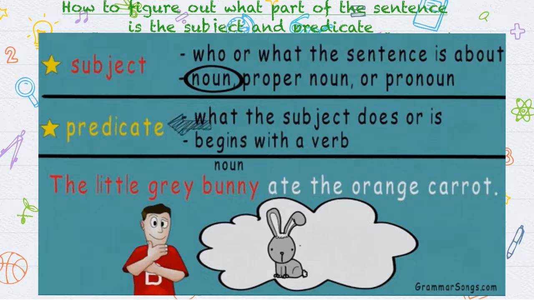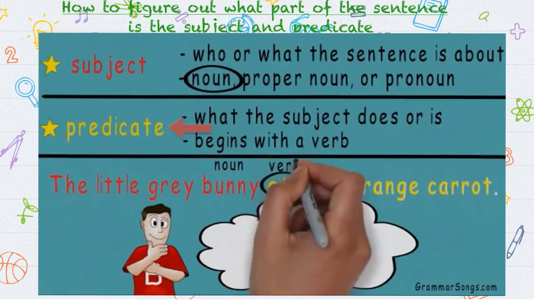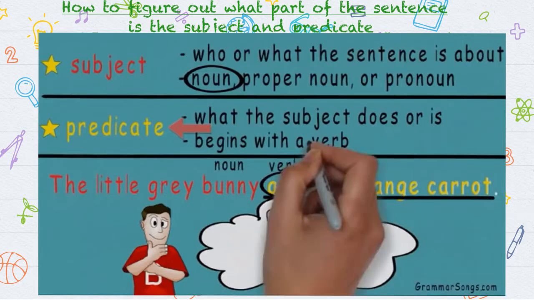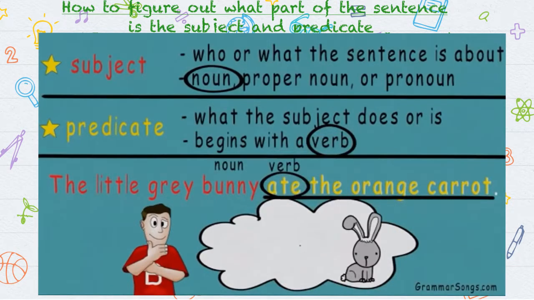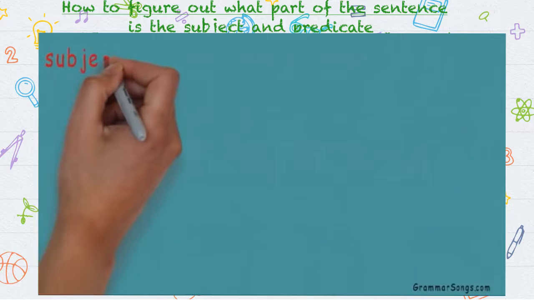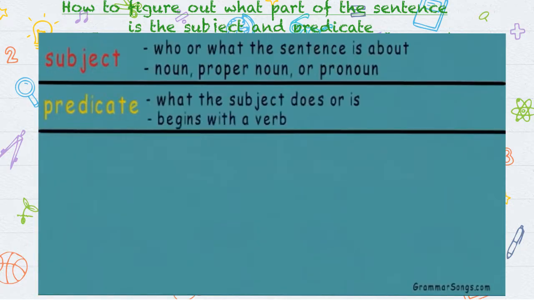Now I need to find my predicate. What did the little gray bunny do? He ate the orange carrot. Ate the orange carrot is my predicate. Ate is a verb, so my predicate, ate the orange carrot, begins with a verb. Hey, come back here. Let's practice identifying the subject and predicate again.